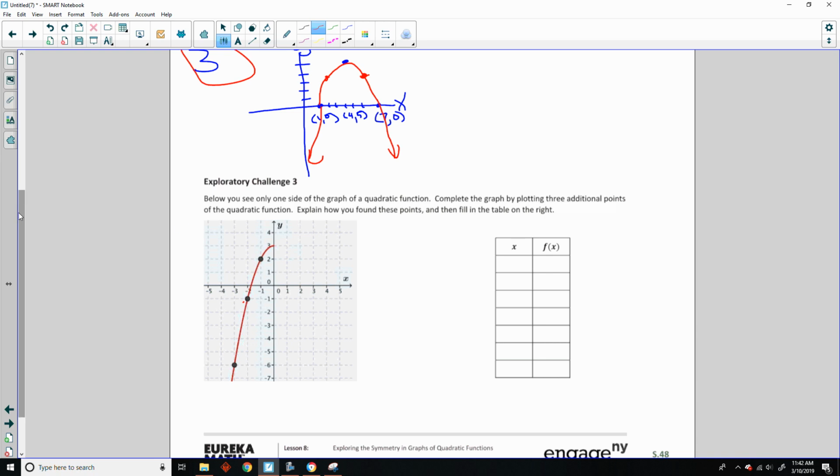Okay. Exploratory challenge 3. Below you see only one side of the graph of the quadratic function. Complete the graph by plotting 3 additional points of the quadratic function. Explain how you found these points and fill in the table to the right.